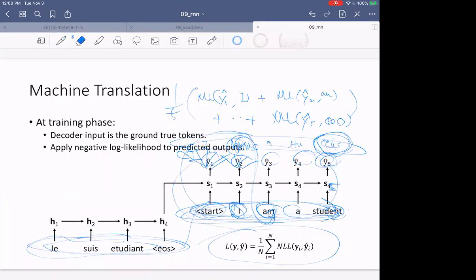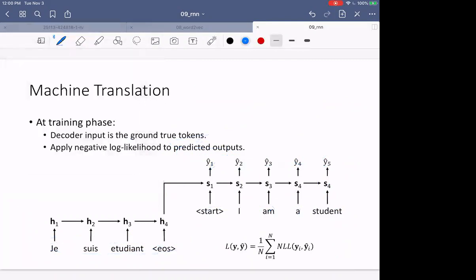If you forget about this part and just look at this part, what is this? This is language modeling, right? This is exactly like language modeling. So it's just two concepts put together. This is just encoding. This is language modeling. All you need to do is copy paste H4 to the S0, and that's it.